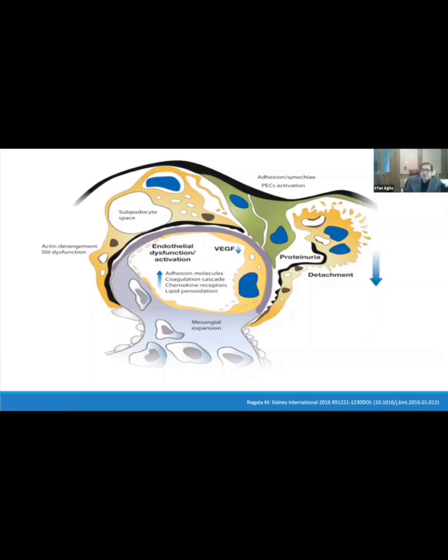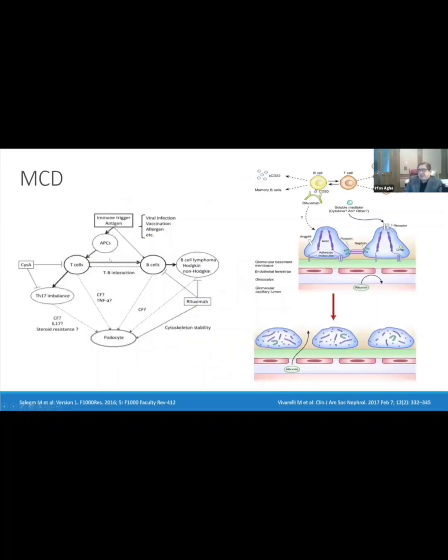Now, if this injury is finite and we are able to control it, this can actually get better because some of these changes are just cytoskeletal active changes. But if the injury persists, then the podocytes are going to detach from this membrane and fall off into the urinary space. And if you lose about 40% of podocytes in that glomerulus, that's the point of no return. After that, the glomerulus may not recover from this injury. So this is what happens in minimal change disease due to some immune trigger.